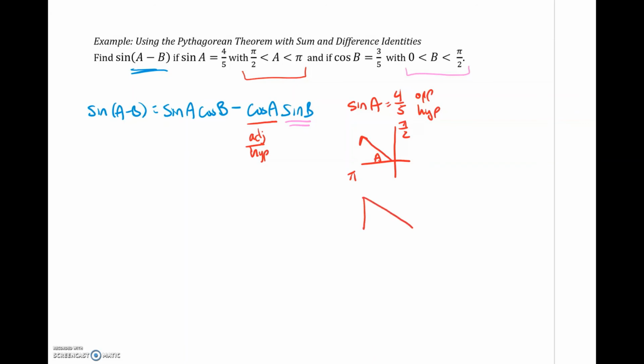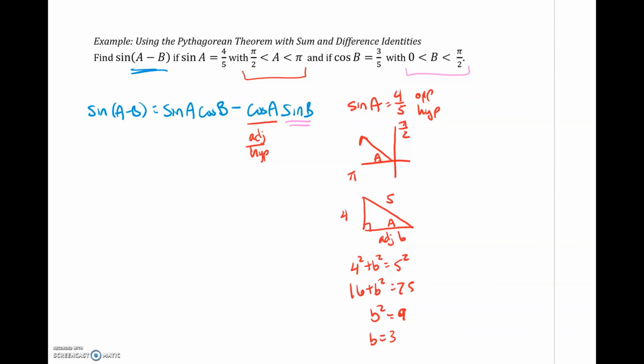If I was going to draw my right triangle, here is A, then I know the opposite of A is 4, the hypotenuse is 5, and then I can find this adjacent leg, which I'm going to call B. So use your Pythagorean theorem. 4 squared plus b squared equals 5 squared. 16 plus b squared equals 25. B squared equals 9. And b equals 3.